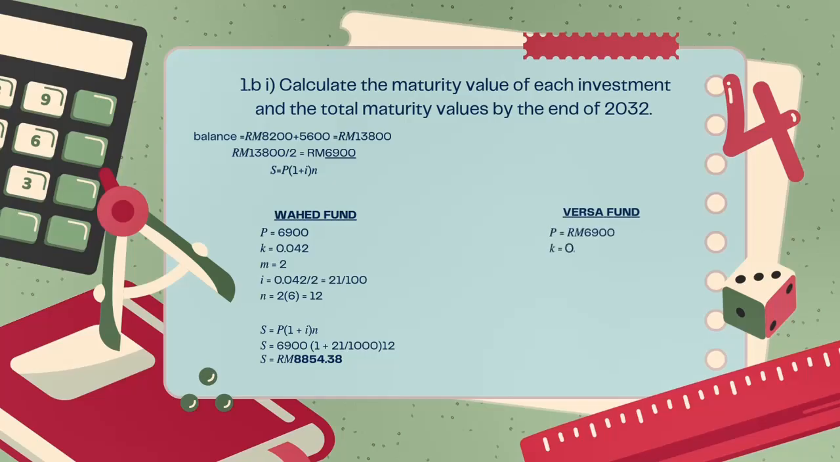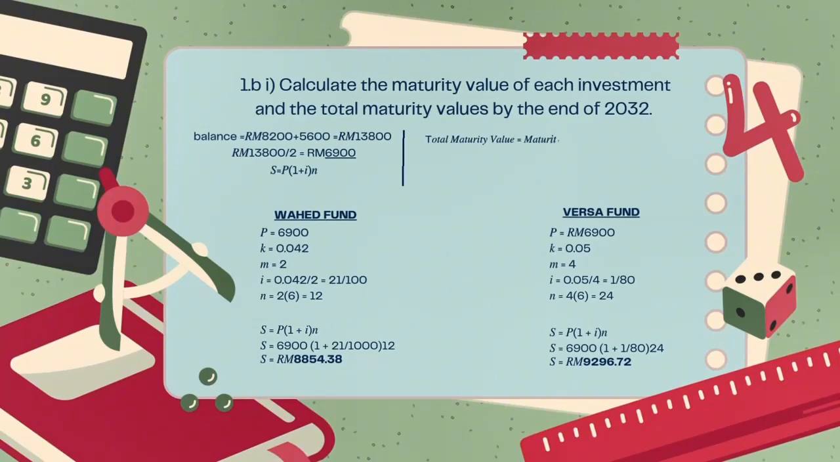For Versa Fund, P equals 6,900, K equals 0.05, M equals 4, I equals 1 over 80, N equals 24. S equals P(1 plus I) power of N. S equals 6,900(1 plus 1 over 80) power of 24. S equals RM 9,296 ringgit 72 cents. The maturity value for Wahid Fund is 8,854 ringgit 38 cents, while the Versa Fund maturity value is 9,296 ringgit 72 cents.